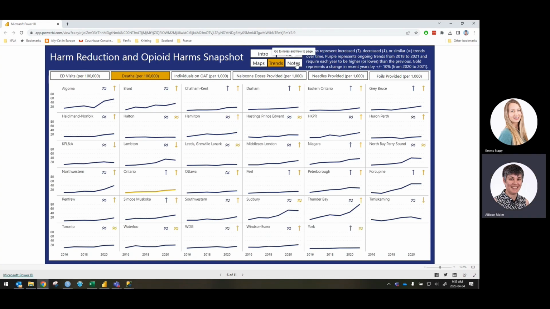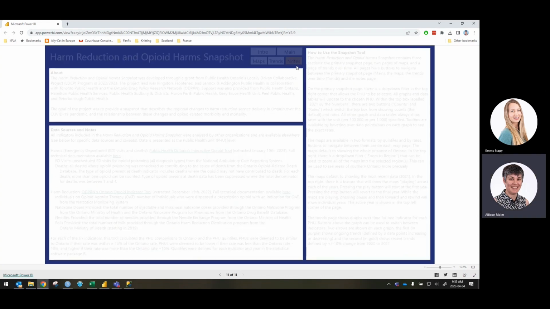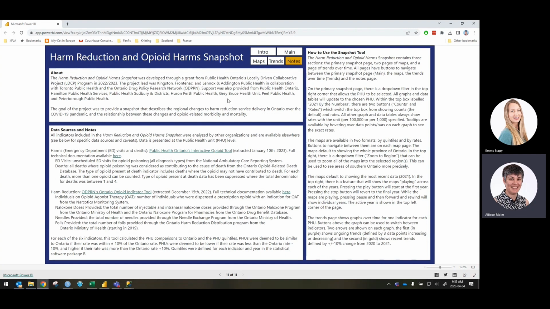And then finally, there is a notes page, which describes the purpose and the group that built this dashboard. All of the data sources are listed, which is really important as it provides more technical information, but also all of these data sources are from additional online tools, which are linked here, which provide more indicators as well. There is a brief description of how to use this dashboard as has been described in this video.